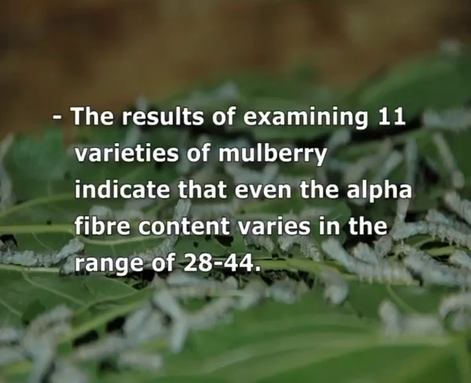The result of examining 11 varieties of mulberry indicates that even the alpha fiber content varies in the range of 28 to 44. Even in the same variety of mulberry, the ratio of various components varies according to the season, but the seasonal variation in the chemical constituents of mulberry shoots is very small.